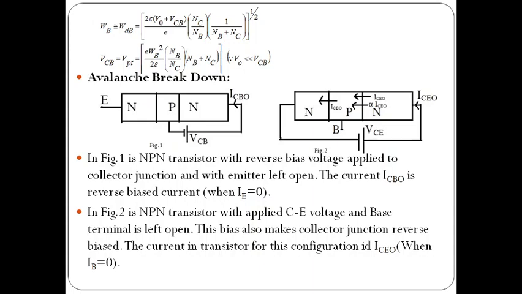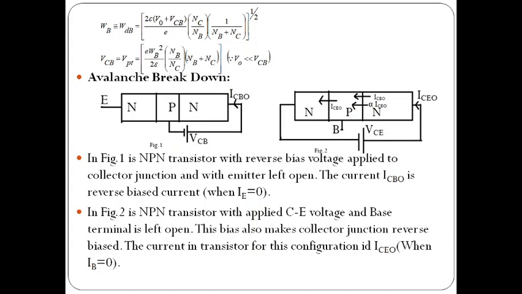Next we'll discuss the avalanche breakdown. In this, we need to observe two diagrams. In the first one, the emitter is open. In the second case, the base is open. So in figure 1, an NPN transistor with reverse bias voltage applied to the collector junction with the emitter open. Here the current ICBO is the reverse biased current when we apply the reverse bias between the base and collector. So your base and VCB is a reverse bias.